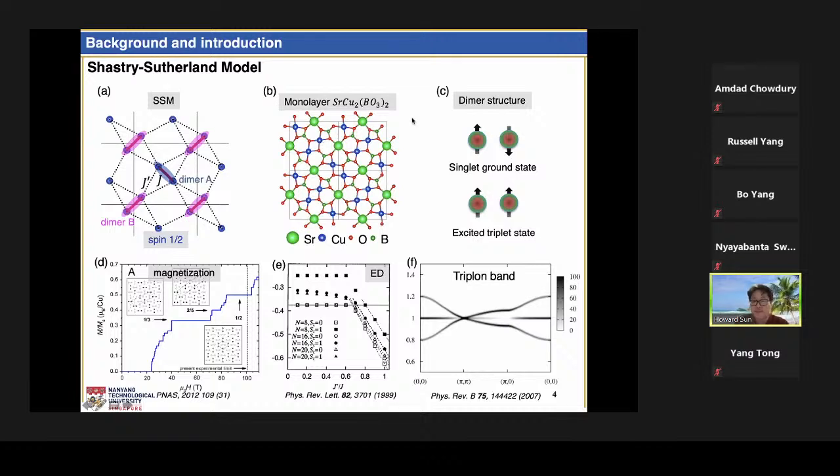Basically, this spin dimer in this material can hold a single ground state and also excited triplet states. This energy spectrum is already verified by both experiments and theory. These excited triplet states can form a band structure, which is called a triplet band. In this typical SS model, it has two dispersive bands and one flat band in the middle.